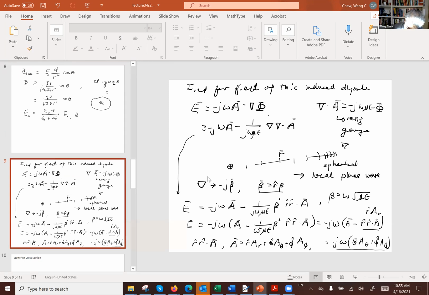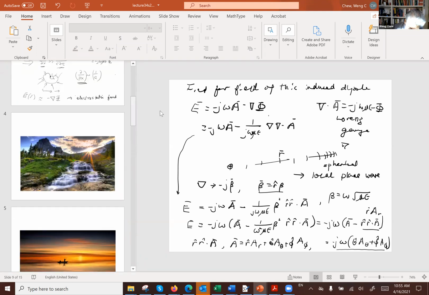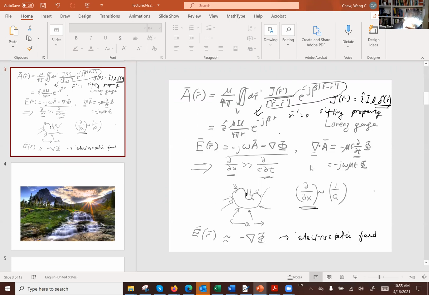Okay, if you go back to this slide, which is this slide over here, remember that your A is polarized in the z-hat direction. So if A is polarized in the z-hat direction, it has no phi-hat component. If you convert this back to spherical coordinate system, you'll find that the phi-hat component is equal to 0. So because of that, it will have only A theta and A r components.